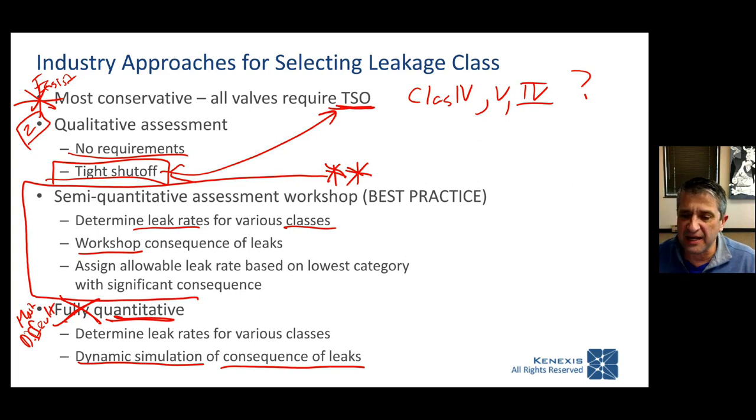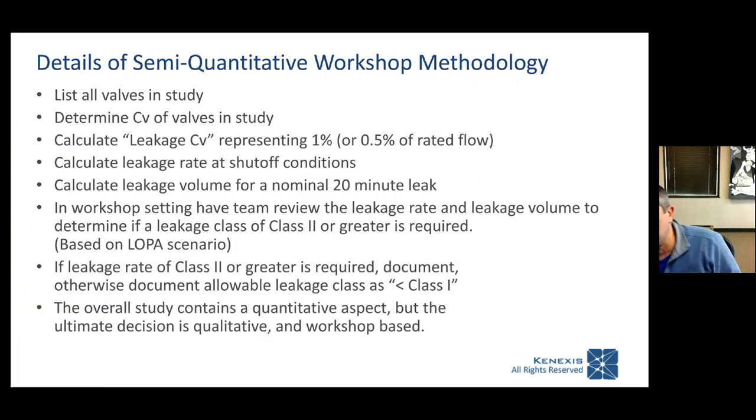So it's a combination of a little bit of math, but the ultimate judgment is still going to be from a workshop. And basically, the leakage category you're going to pick is the lowest allowable leak rate, or the lowest category where the safety instrumented function is still going to be able to perform its action. So let's talk about this semi-quantitative workshop methodology in a little bit more detail.